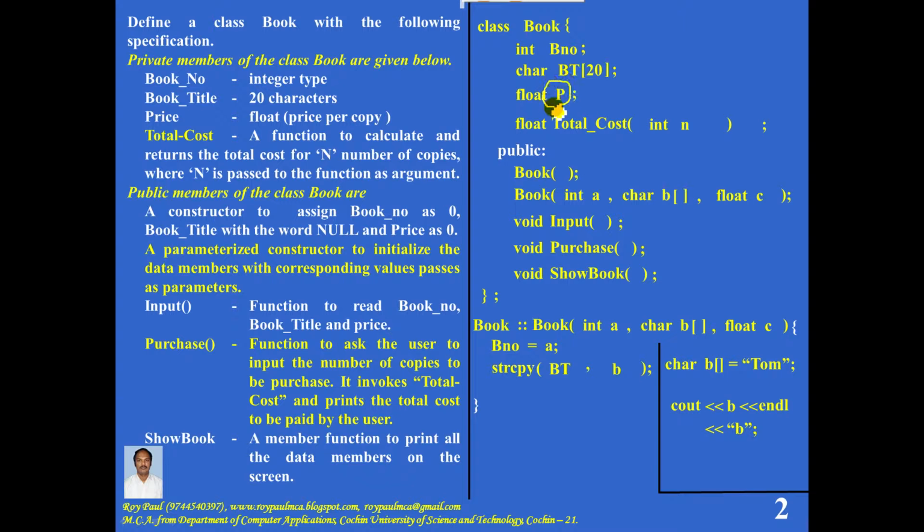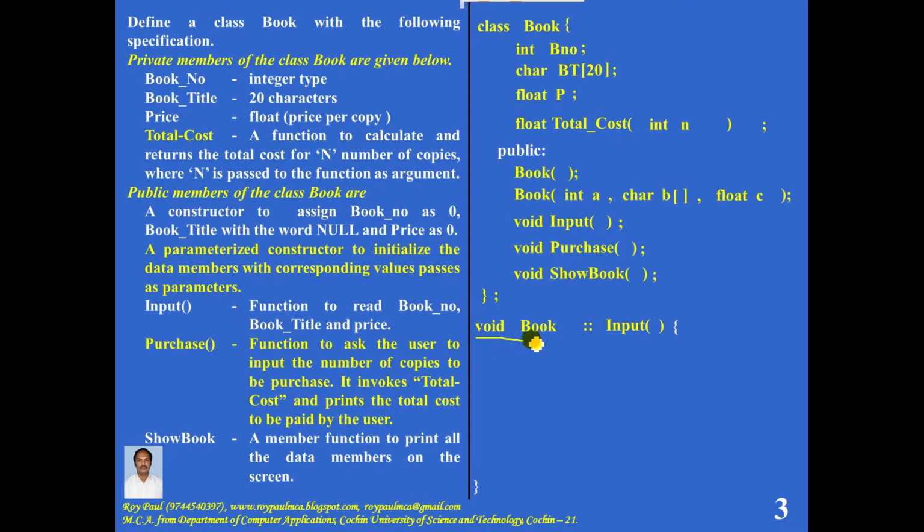The third data member should be initialized using the corresponding parameter. So here the corresponding parameter is C. So you can write P is equal to C. So one more constructor is defined outside the class. Now let me define this one outside the class.